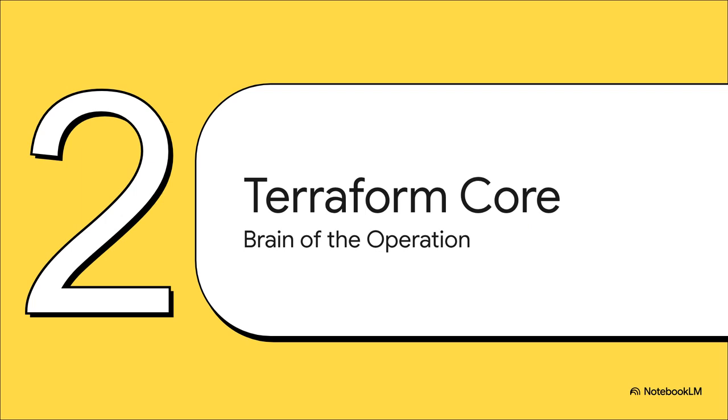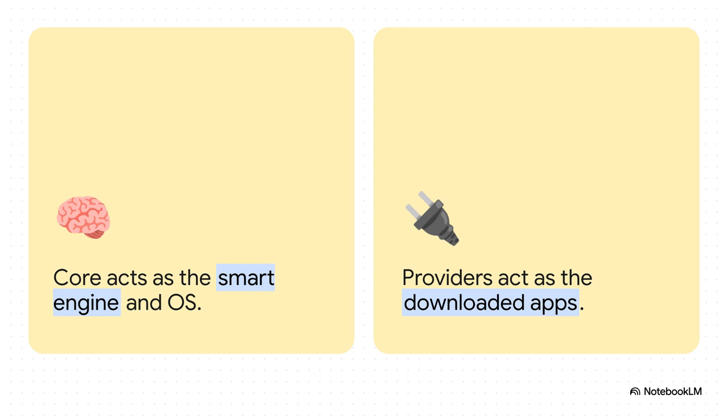Moving right along to Section 2, the brain, Terraform Core. And this brilliantly illustrates how the system is actually split up. Think of Terraform Core as a video game console, or maybe your smartphone's operating system. By itself, a console doesn't actually play a specific game, right? And your phone's OS doesn't have a specific app built in. They just provide an incredibly smart underlying engine. To actually do something, like, say, provision an AWS server, you have to plug in a game cartridge. In the Terraform world, those cartridges are your providers.